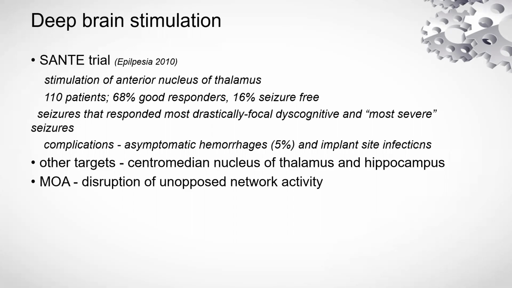Complications were not very troublesome. That included asymptomatic hemorrhages in 5% and implant site infections in some patients. It's an evolving field, and other targets are also being tried, like centromedian nucleus of thalamus and hippocampus. The presumed mechanism of action is disruption of unopposed network activity.